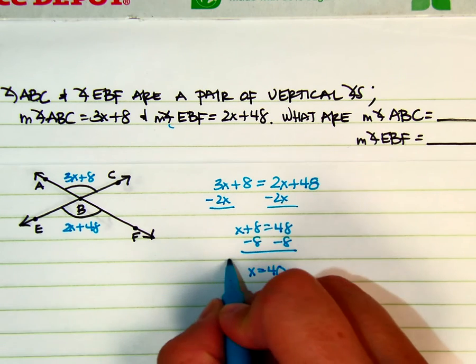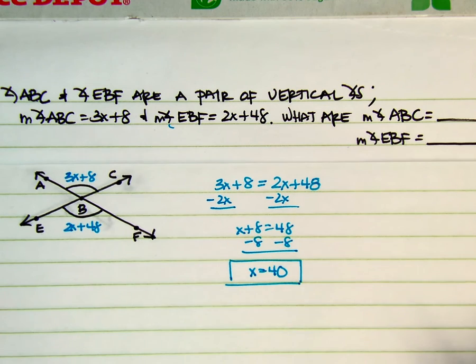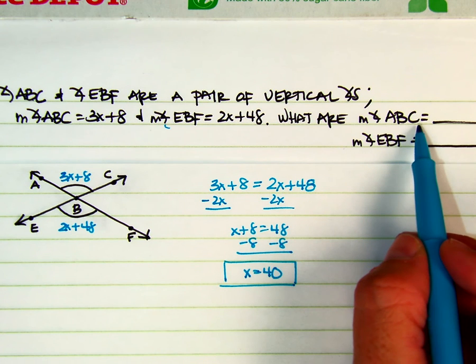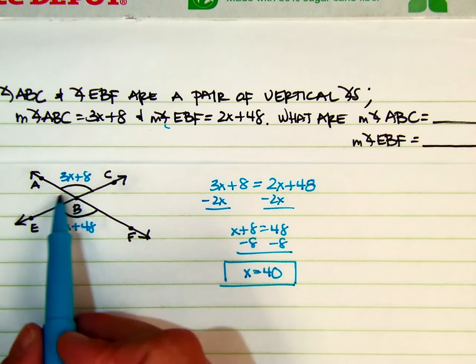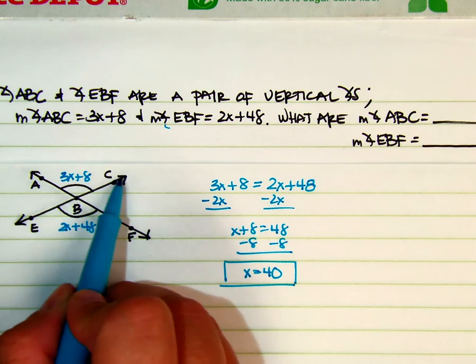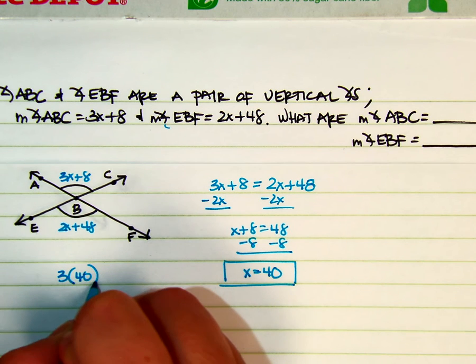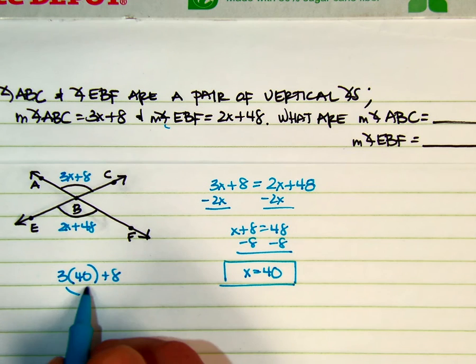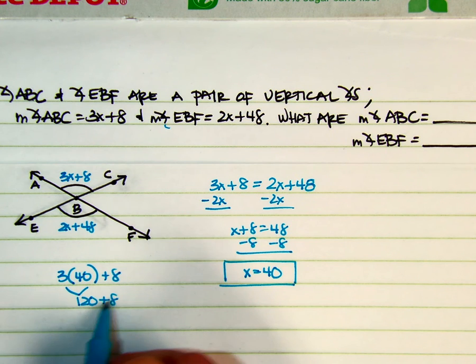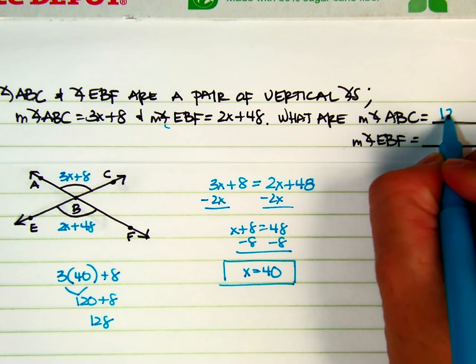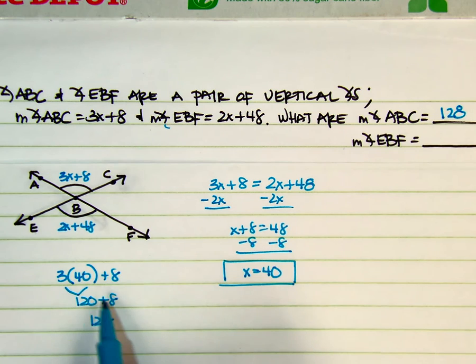Is that what was being asked? We're looking for the measure of angle ABC. So that means that I need to go back and plug it in. If I plug in 3 times 40 plus 8, this is 120, plus 8 gives me 128. So the measure of angle ABC is 128.